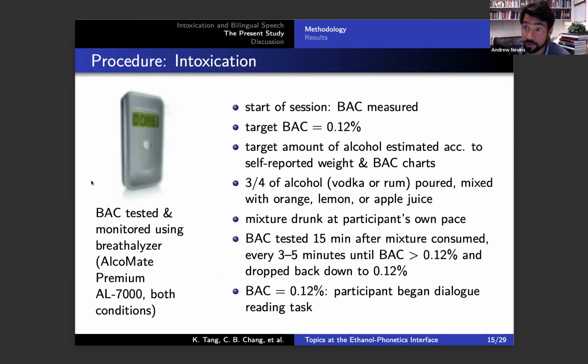We bought a breathalyzer for this, the same thing that the police use, and we tried to give people a target BAC of 0.12%. In the United States, at least in California, 0.08% is the legal limit for driving. So this is considerably higher. And we would mix together either vodka or rum with juice. People would drink it at their own pace. And then we would measure their BAC every 3 to 5 minutes to get them to 0.12. And then, if they were higher, let it drop down. As soon as it was 0.12, they were considered intoxicated enough for the experiment. Okay, any questions about this procedure before we proceed?